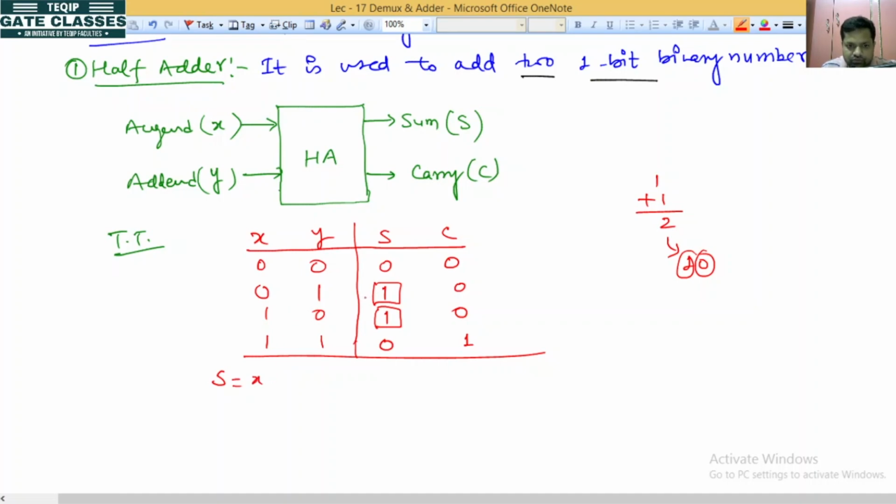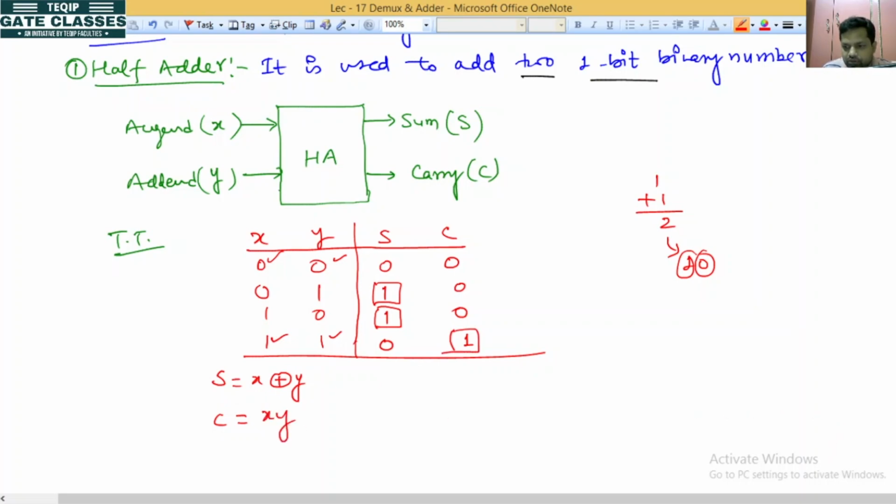Output is 1 when both the inputs are different. When both are same, then output is 0. So it is XOR gate. And what will be the carry? Carry will be, see here, so it will be XY.